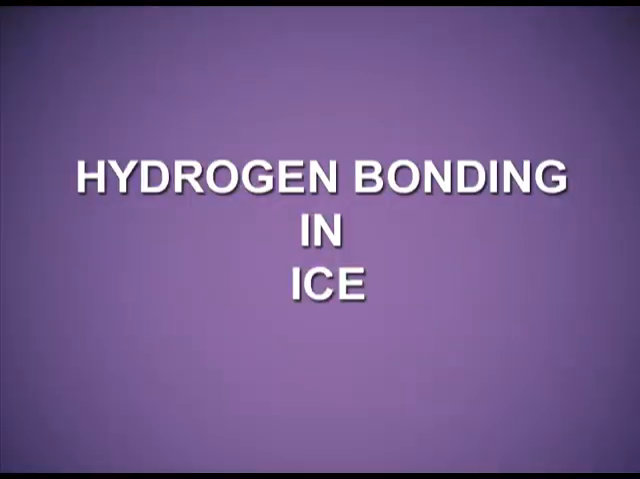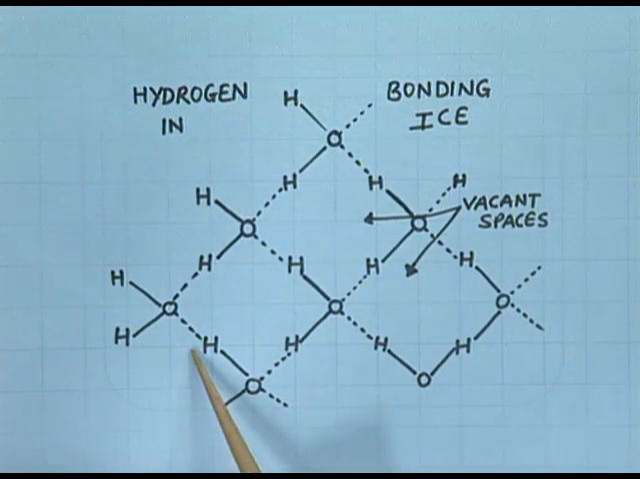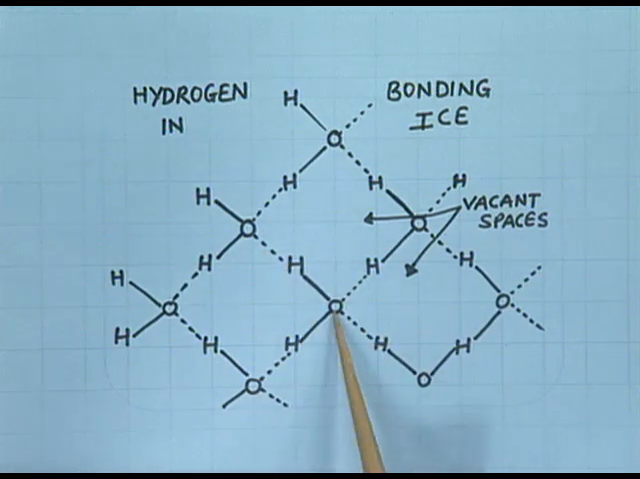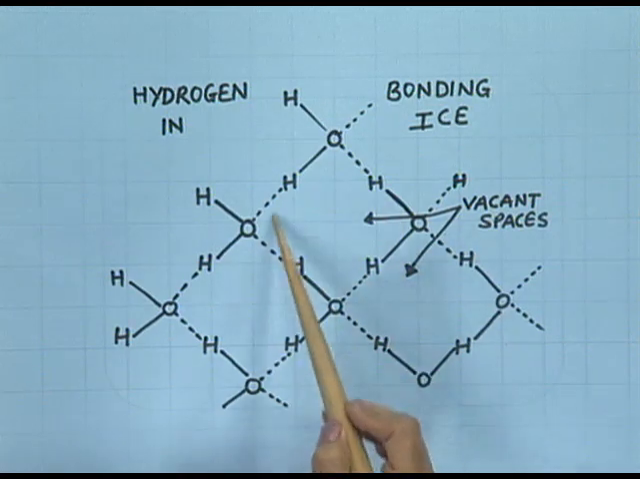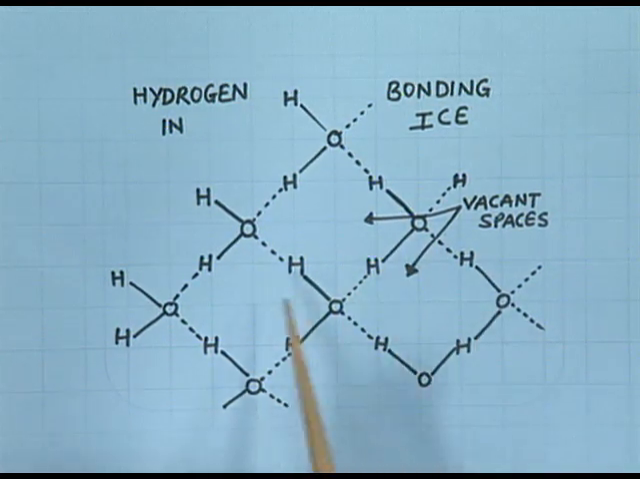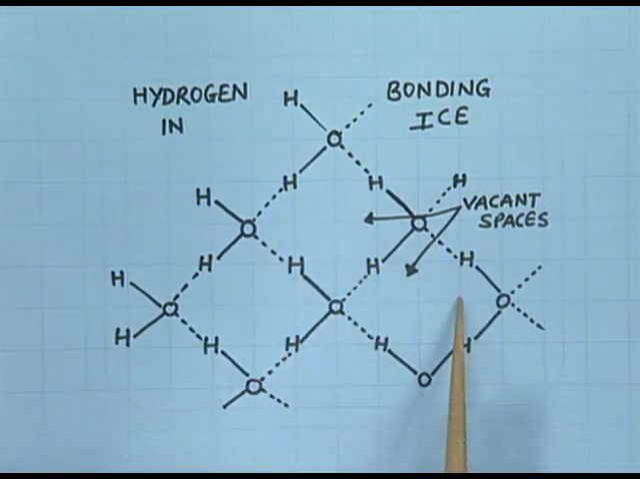Hydrogen bonding in ice. In ice you can see that so many water molecules are aggregated and hydrogen bonds are also here. But in the case of ice, you can see the wide vacant spaces. These are the open structures in the ice. These open structures are responsible for the density of ice being lesser than water. It is a very important aspect of ice that its density is less than water.